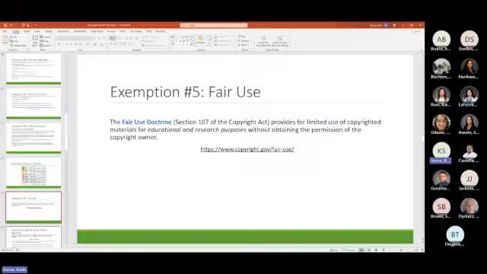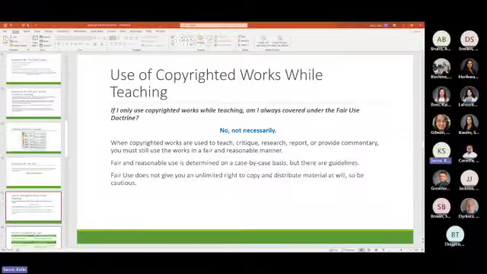All right, and exemption number 5 is what we call fair use. So the fair use doctrine of the U.S. Copyright Act provides for limited use of copyrighted materials for education and research purposes without obtaining the permission of the copyright owner. So if you use copyrighted works while you're teaching, are you always covered by fair use? No. You have to make sure that you have fair and reasonable use of the item. And if you need to use the entire item, you need to ask for permission to use the item. So fair use does not give you the unlimited right to copy and distribute material at will.